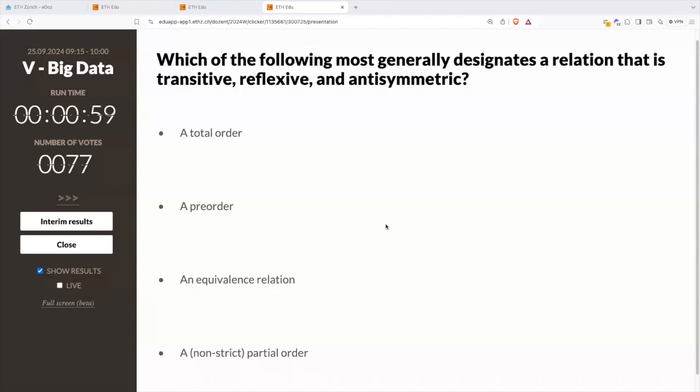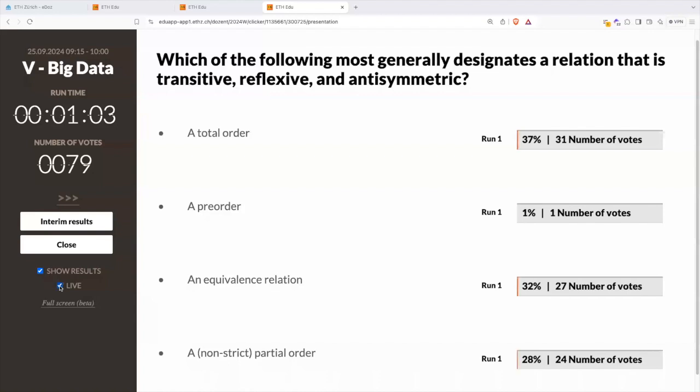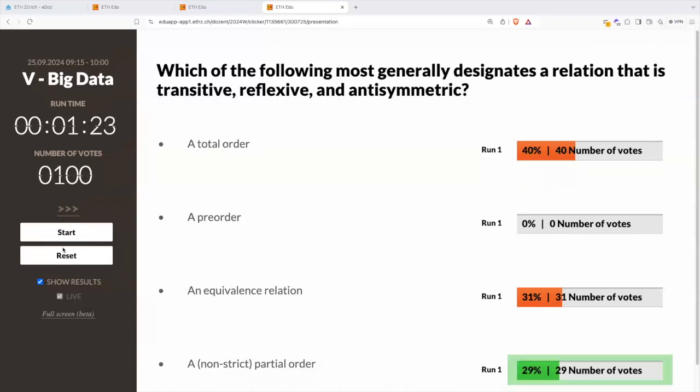Let's look at your answers. Oh, wow, that looks like a tie. Pre-order, that scared everybody. Okay. Total order, equivalence relation, or non-strict partial order. Okay, let me tell you. In fact, it's one of these cases that the answer with the least votes actually is the correct one. It is a partial order.